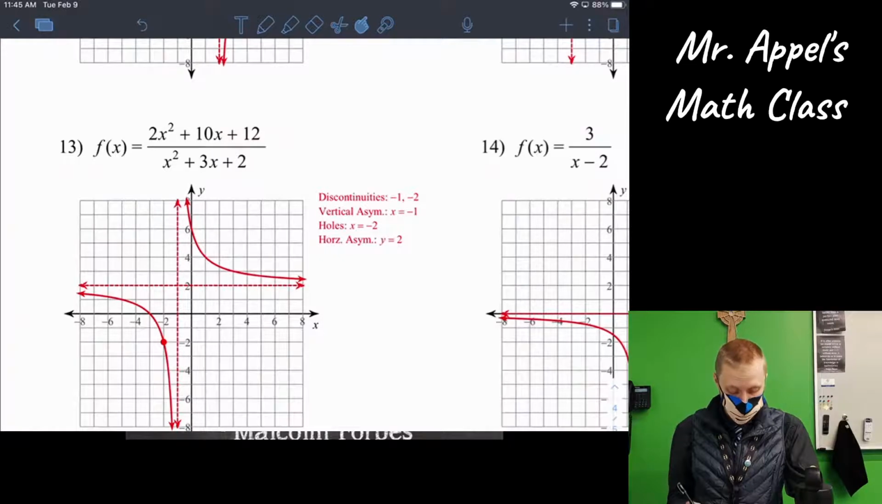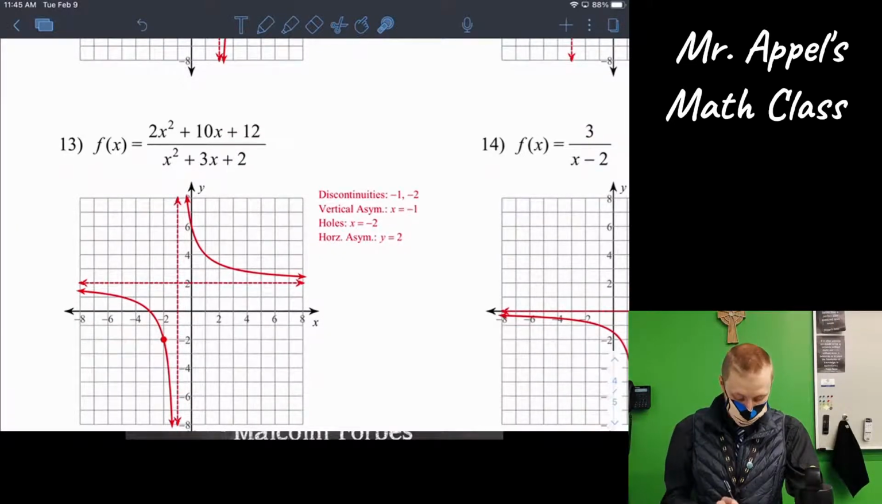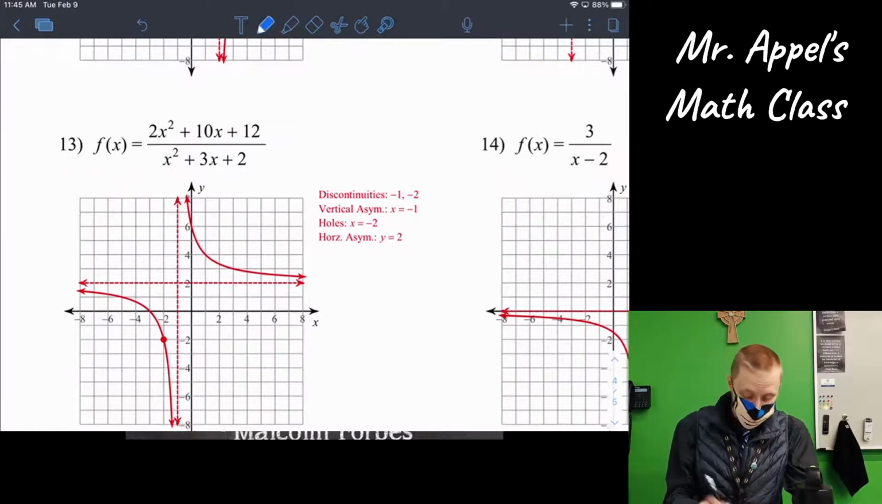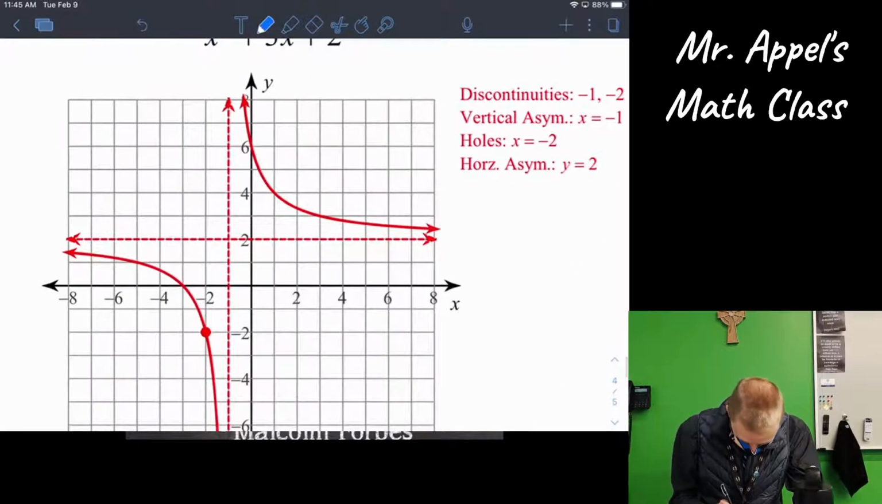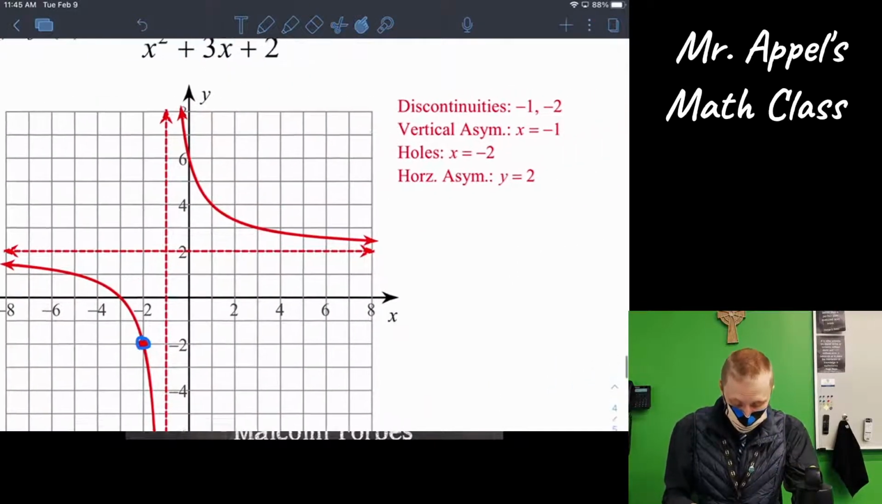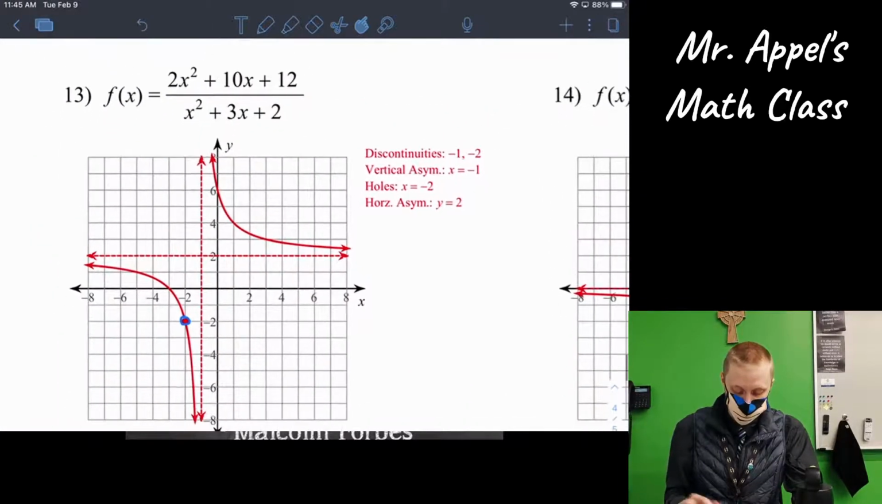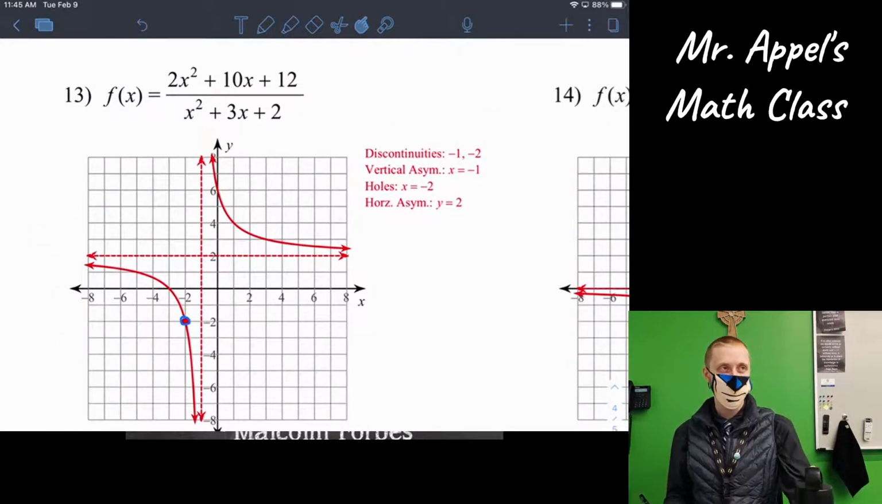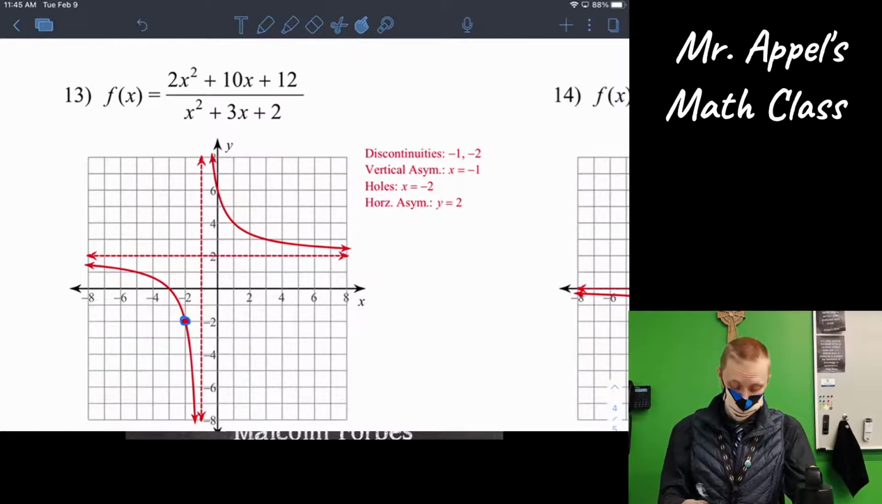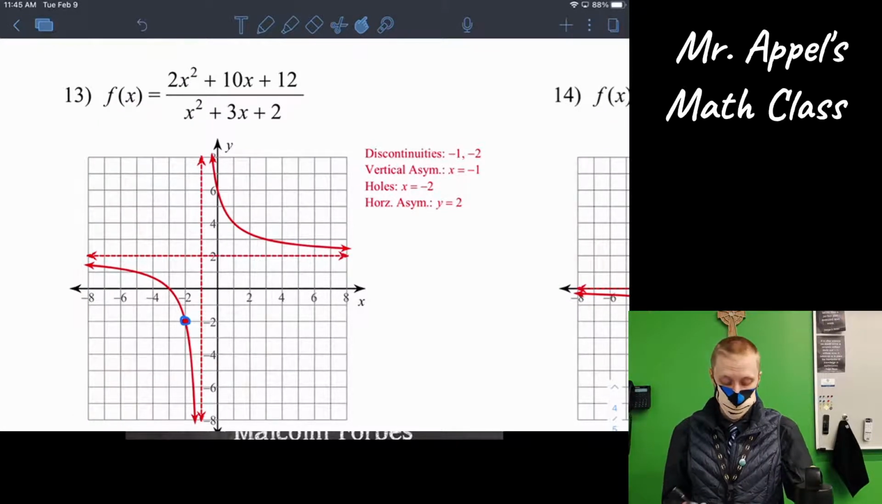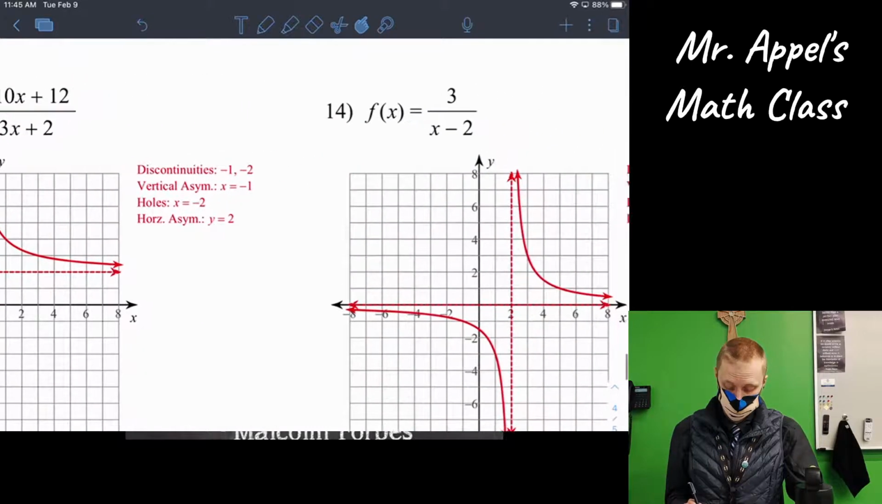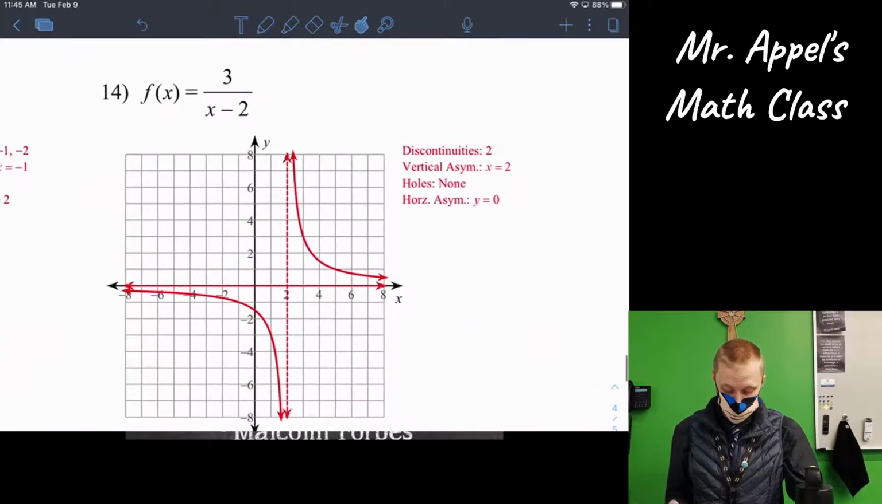And 13, oh my gosh, we actually have a hole on 13. Look at that. I wish they'd used an open circle instead of a closed circle. Gosh darn it. It's supposed to be an open dot, not a solid dot. Let's try to make it look like a hole. Oh well, what are you going to do? But otherwise, that one's not too bad. And there is 14, which is even simpler. Usually they put the hardest ones last.